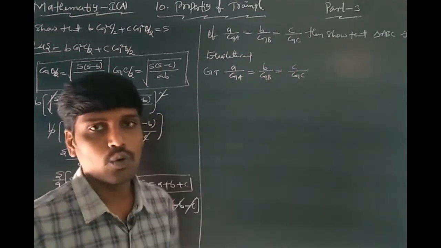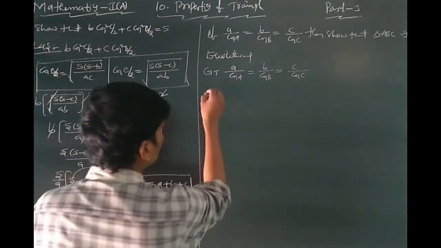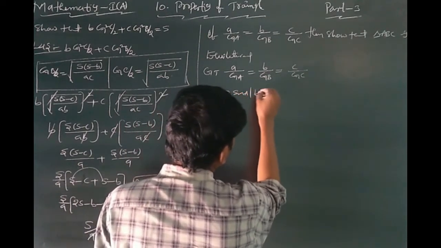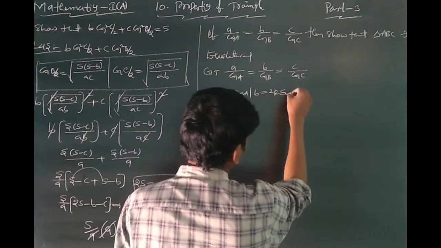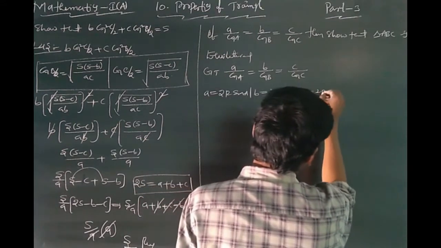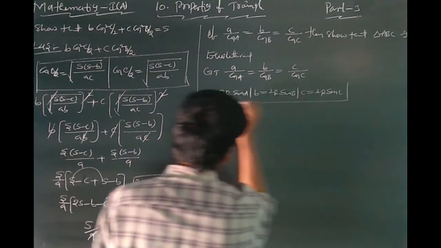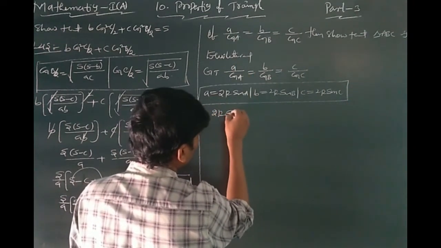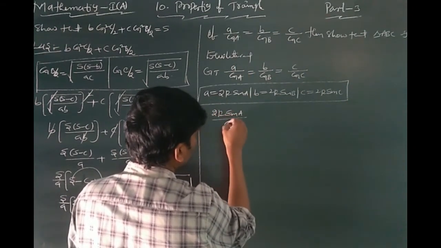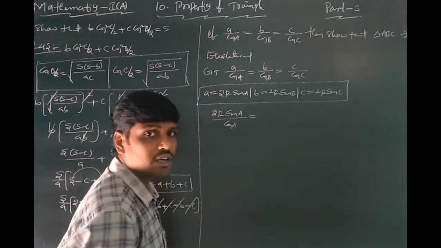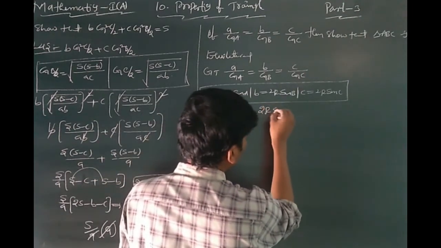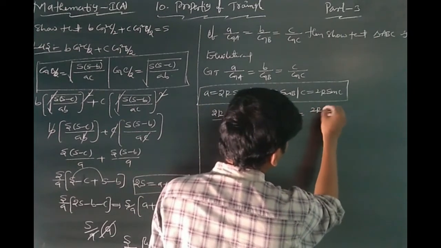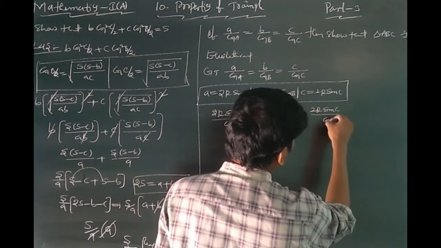By the sine rule, which rule? Sine rule. a is equal to what? a is equal to 2R sin A, b is equal to 2R sin B, and c is equal to 2R sin C. This is the sine rule. In this sine rule, you can write a value is 2R sin A by cos A is equal to b value, what here? 2R sin B by cos B. c is equal to 2R sin C by cos C.